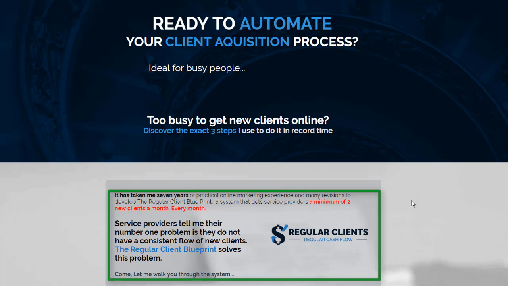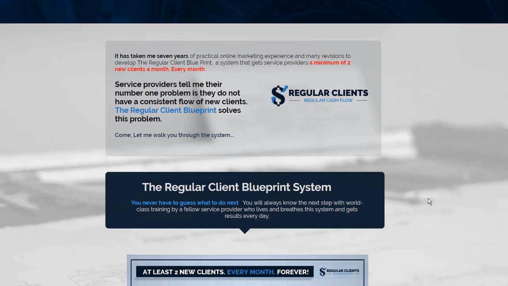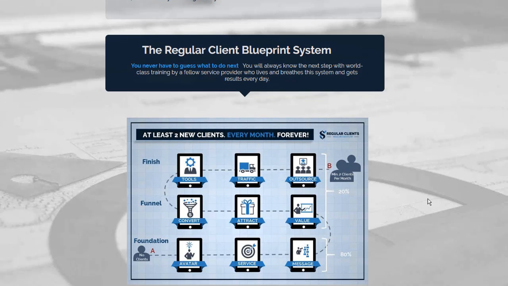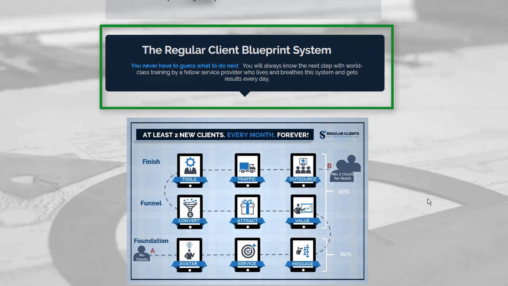So what have I done? I've understood what their problem is. I've made the problem a little bit worse. I've told them that I have a solution, and now I'm saying, let me show you the 50,000 foot overview of the system. Now you'll see this is where I start to bring in quite a lot of imagery. So the regular client blueprint, you'll never have to guess what to do next. You'll always know the next step with world-class training by a fellow service provider who lives and breathes the system and gets results every day.